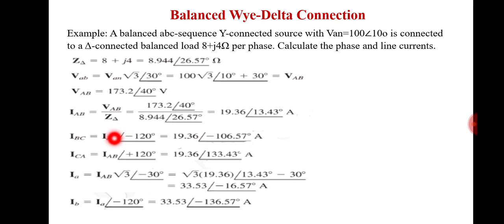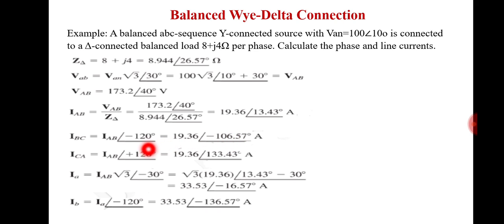Now IBC is equal to IAB with angle minus 120 degree. So here put the value of IAB, 19.36, and here the angle is 13.43 and here the angle is minus 120. So the summation of angle is equal to minus 106.57. Okay. So the equation IBC is equal to 19.36 with angle minus 106.57.